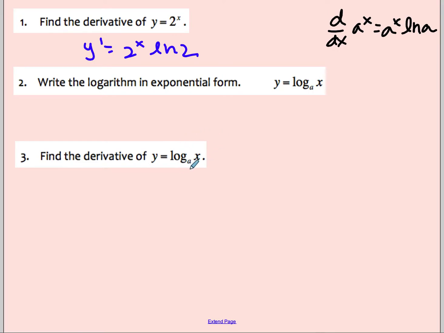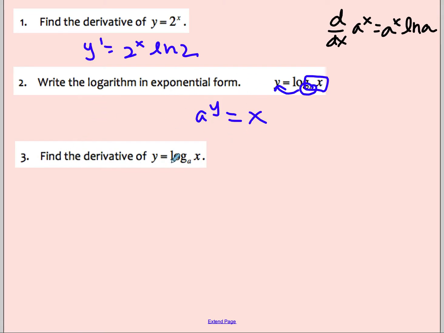Another piece of information we're going to need is how to write a log in exponential form. The way you get this out of log form is a to the y is equal to what is left here, x. So that's how you go from log form to exponential form. We're going to use that idea to help us out. And a is a constant, a is a number, so just something to keep in mind as we go along.